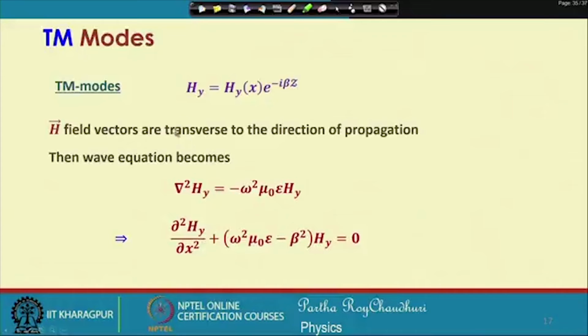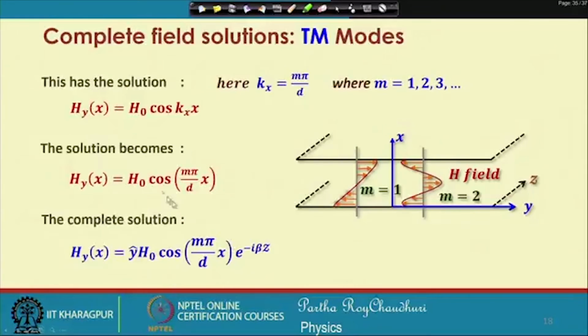Now, we will discuss the TM modes. The H field vectors are transverse, in this case tangential component. So, the wave equation which will be satisfied by this Hy field component is this, and you can write in the similar way this equation, which is exactly the same as it was in the case of the electric field. And this equation will have a solution of Hy equal to H0 cosine kx, and in this case kx equal to m pi by d, where m equal to 1, 2, 3, all the integral values.